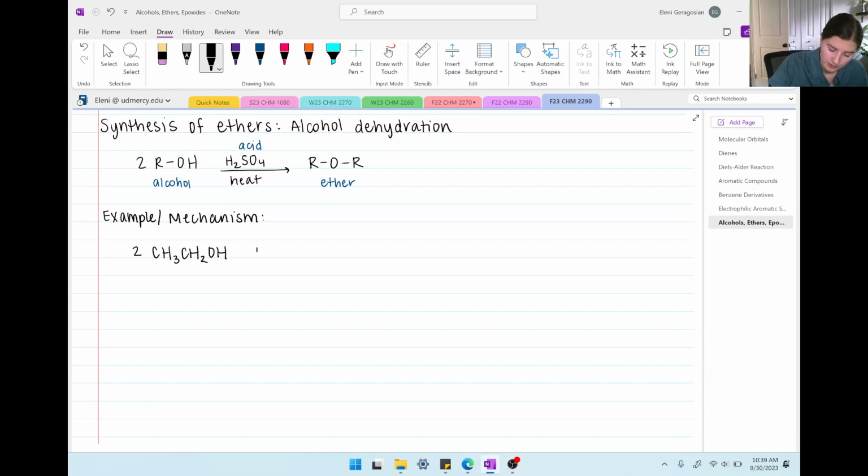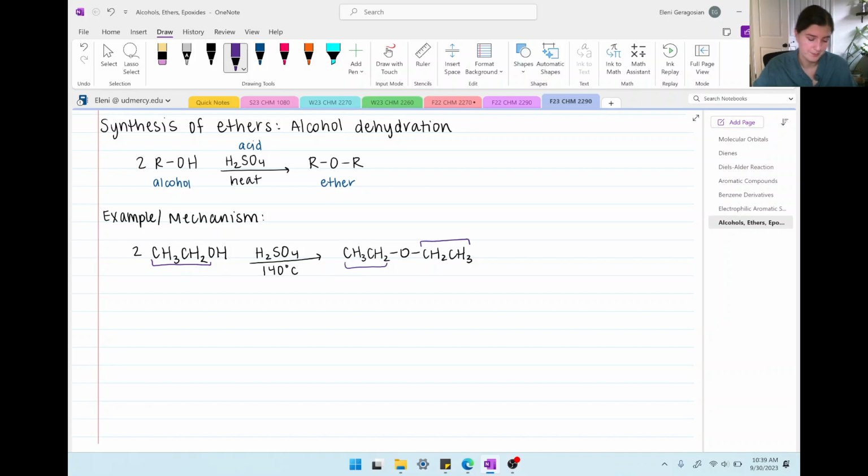So if we have 2 alcohols, a strong acid, and some heat, this reaction is about 140 degrees Celsius. Then if we just predict the product here, we take the same R group from the alcohol, keep 1 oxygen from 1 of the alcohol molecules, and we have diethyl ether here. So here's the R group, here's the same R group.